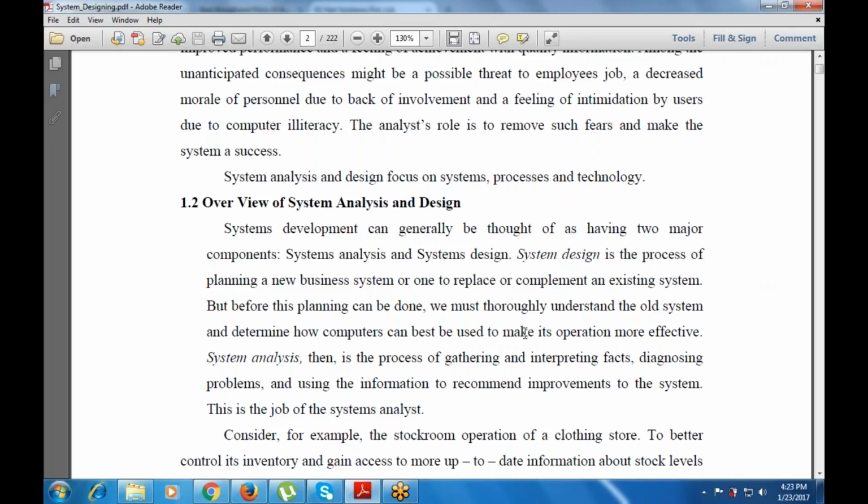System analysis is a process of gathering and interpreting the facts, diagnosing the problems, and using the information to recommend improvements to the system. This is the job of the system analyst: how to do it, when to do it, and how to use the system.